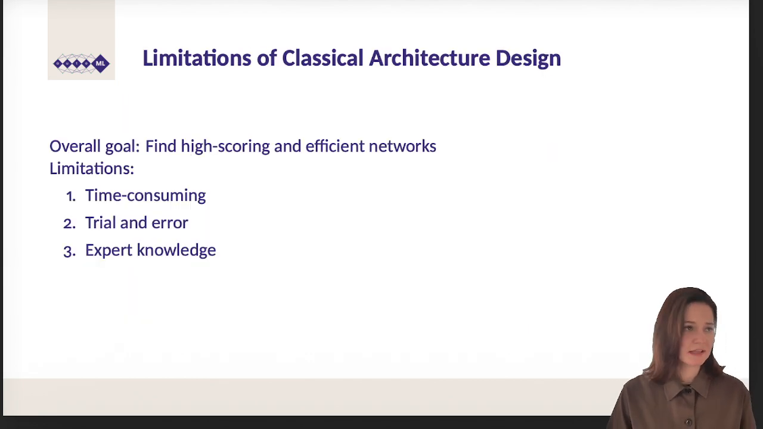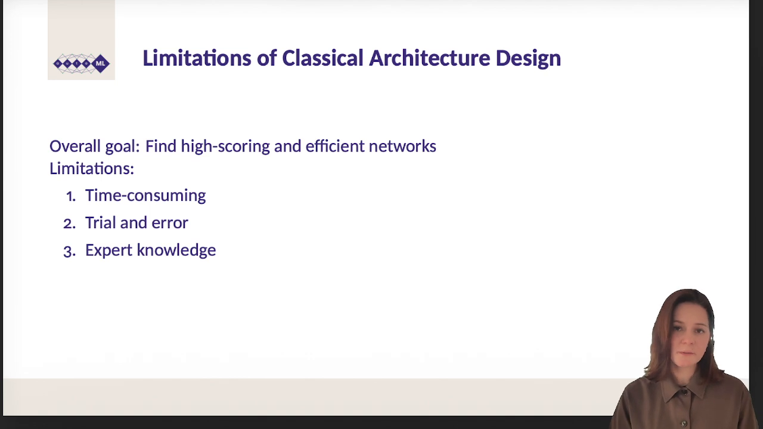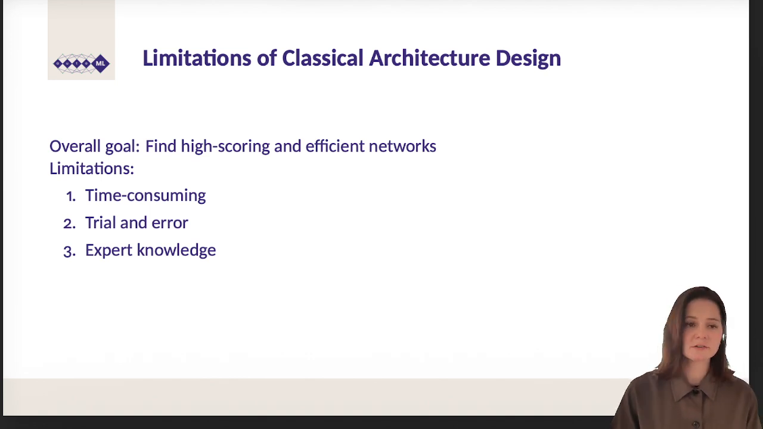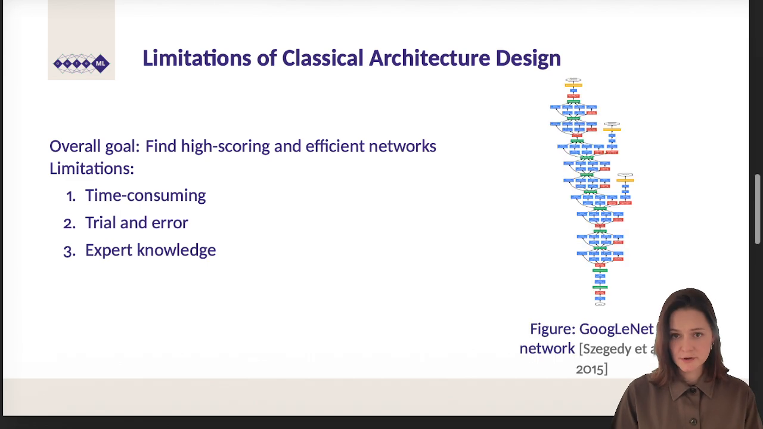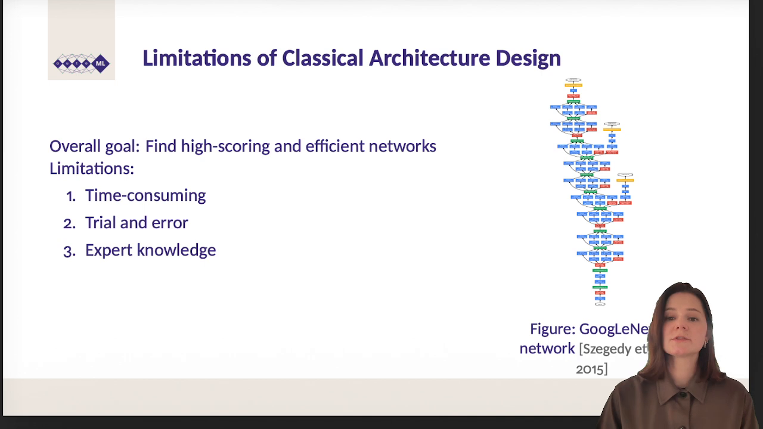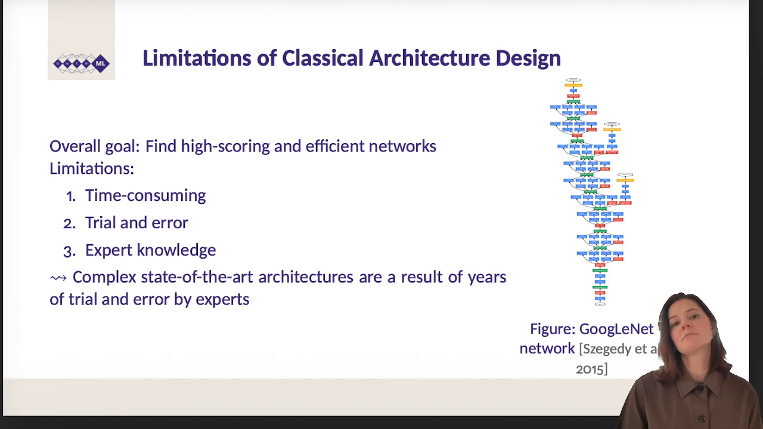With the overall goal in classical deep learning to find a high scoring and efficient network, we also face some limitations when we do it all manually. It's a very time-consuming process and it involves a lot of trial and error. So as soon as I change either the depth of my network or some kind of operation on a certain layer, I need to assess, did this change actually improve or decrease the performance of my neural network? It's also based on a lot of expert knowledge. Here, for example, the Google network from 2015 looks very complex and is a result of years of trial and error by experts to actually achieve such a complex state-of-the-art architecture.